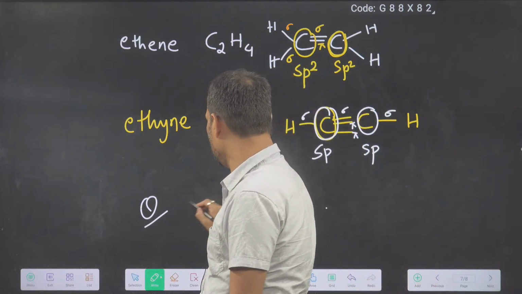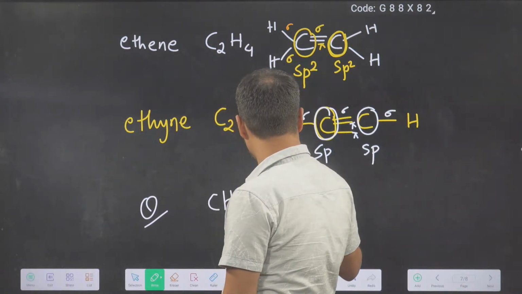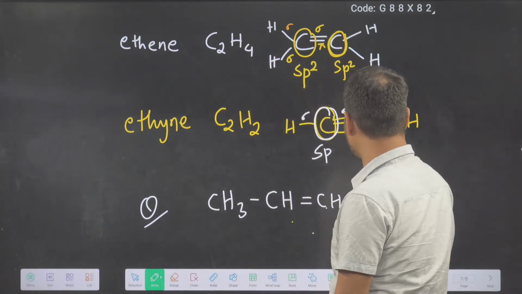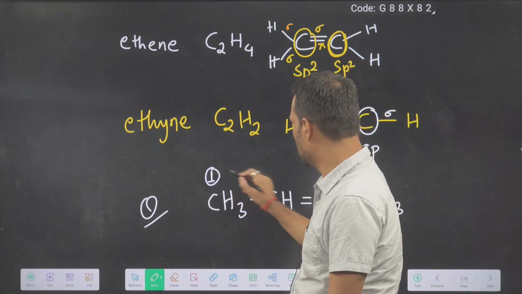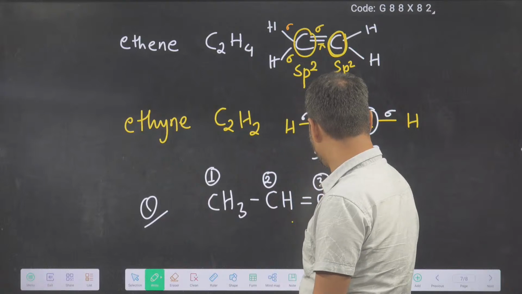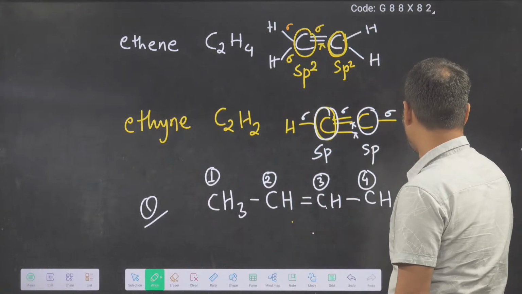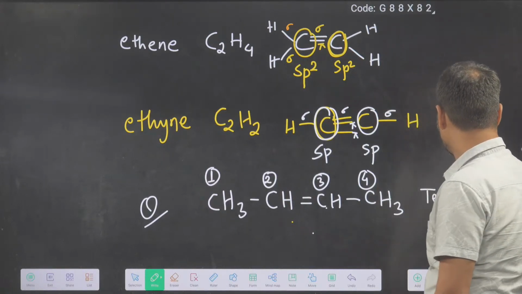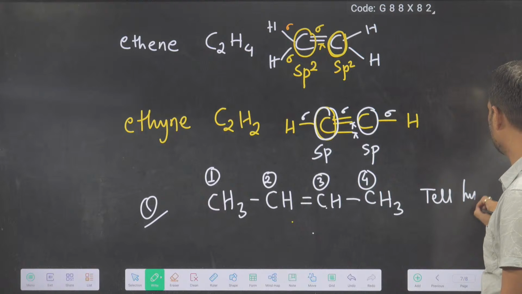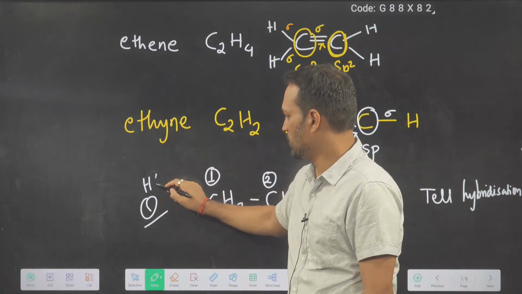I am leaving you with one question. In this you have to tell the hybridization of every carbon. There are 4 carbons: 1, 2, 3, 4. Tell the hybridization of all 4 carbons. Homework.